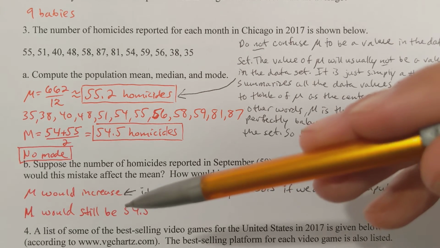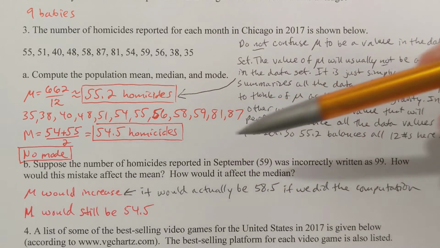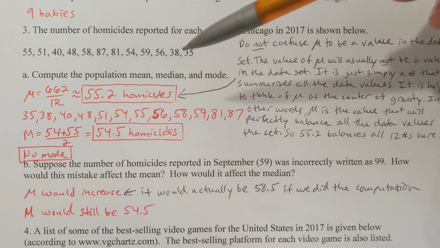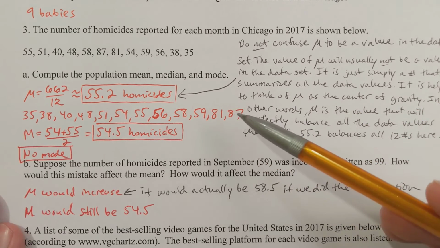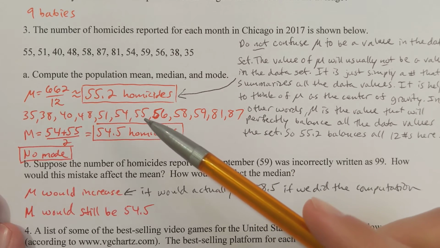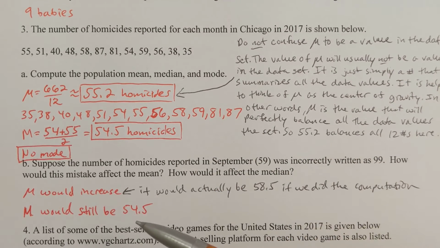Okay, but the median is not affected, right? Because this value here is going to be at the end of the scale now if I arrange these from smallest to largest, but I would still get the same two middle values. Okay, so the median would be the same, 54.5.